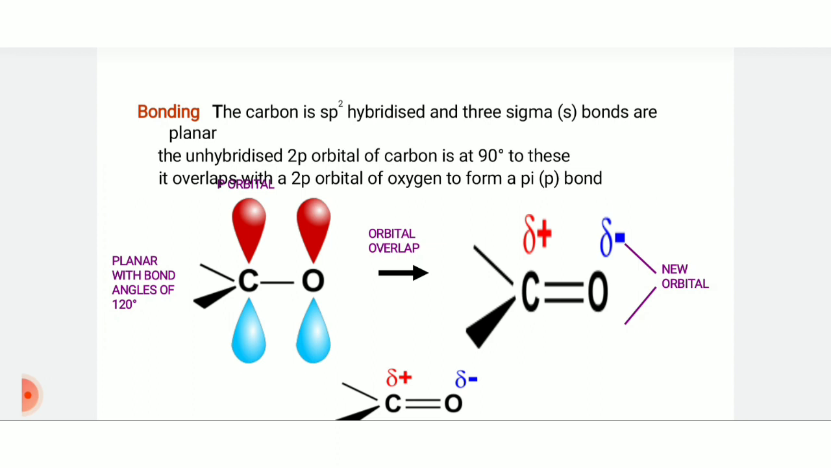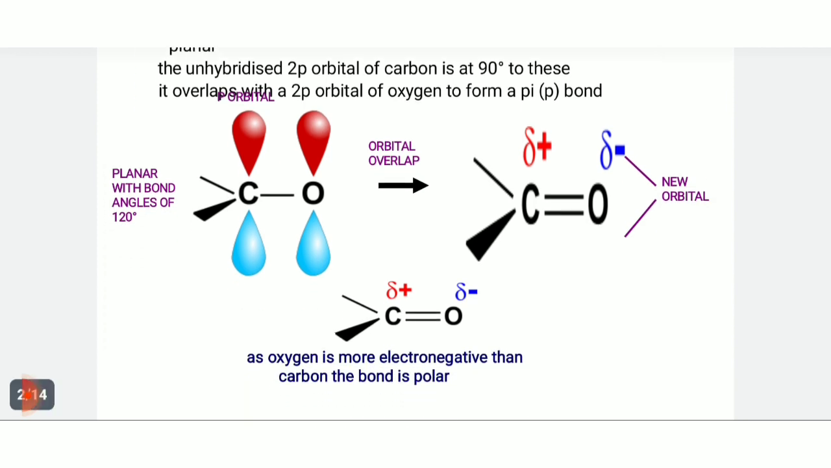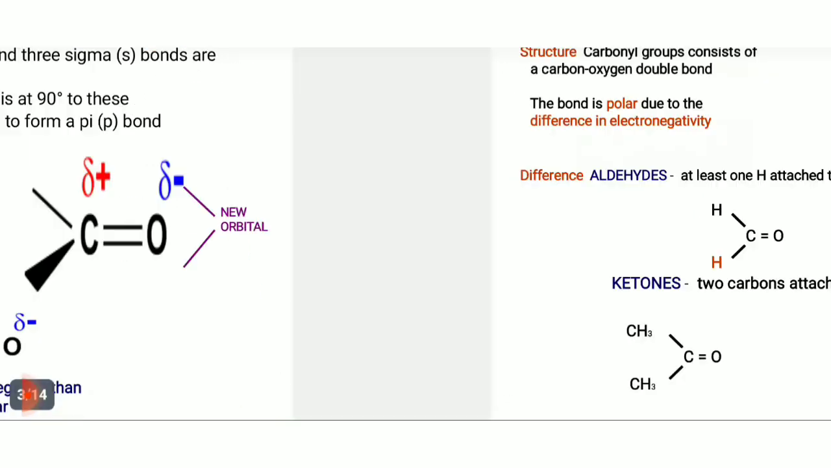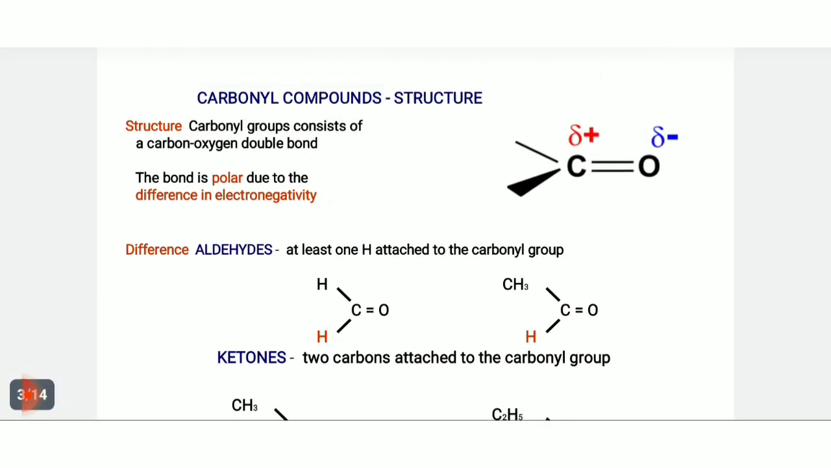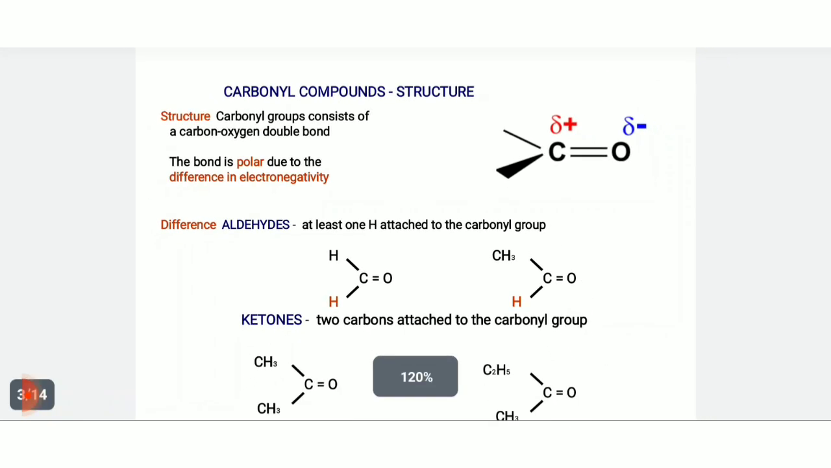Carbon and oxygen are present in the plane. Unhybridized p orbitals are perpendicular to the plane. The unhybridized p orbitals overlap to form a pi bond. As oxygen is more electronegative than carbon, the carbonyl bond is a polar bond. Carbonyl compound structure: the bond is polar due to the different electronegativity.